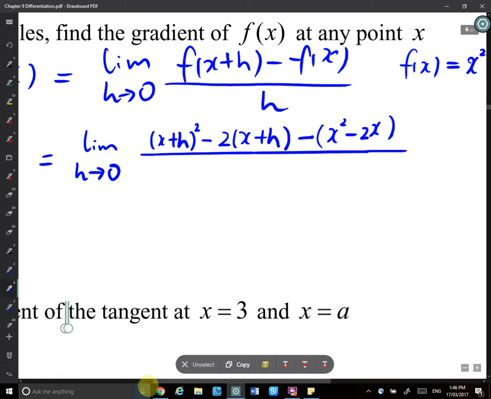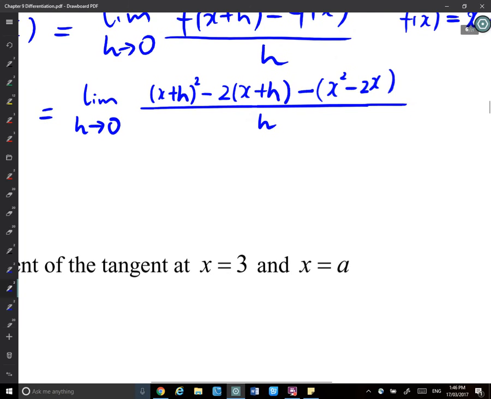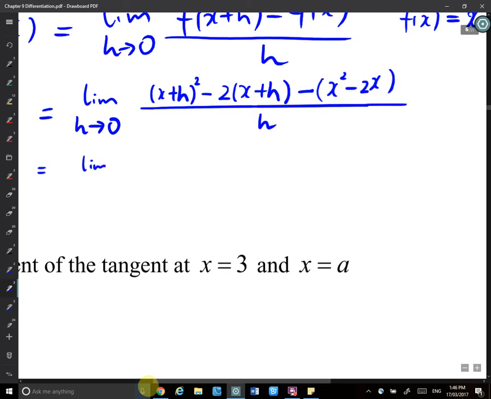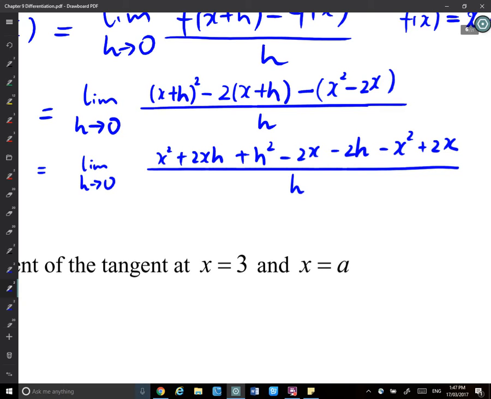Can you see this? The formula doesn't change. The only thing that changes is the rule. The rule for f changes. So you just change the rule and put x plus h into the rule. And what you will have is x squared plus 2xh plus h squared minus 2x minus 2h minus x squared plus 2x, all over h. You need to expand all of them. Why can't I substitute h equals 0 in? Because the denominator is 0. So I need to simplify first.